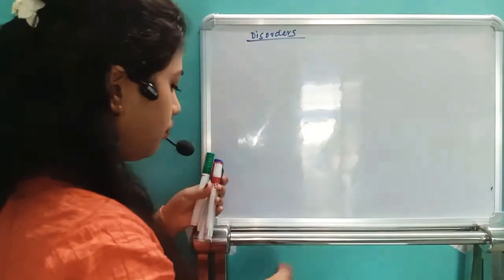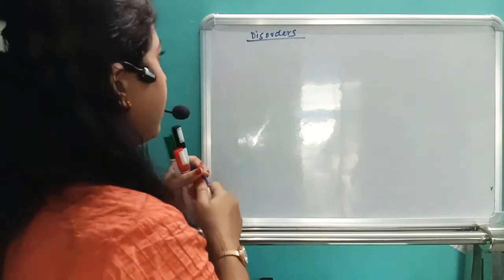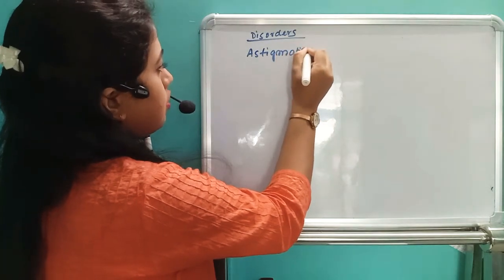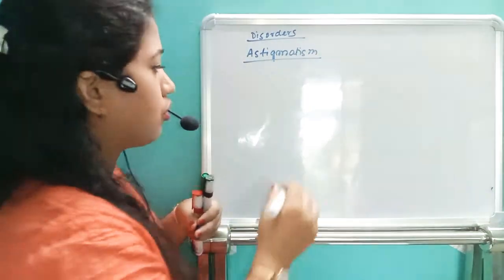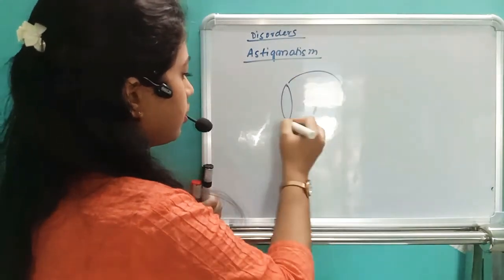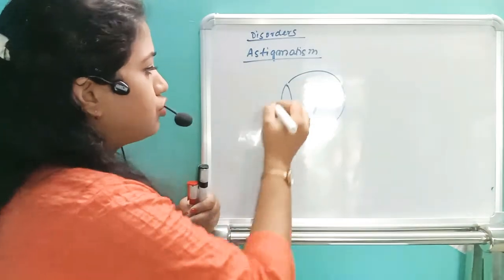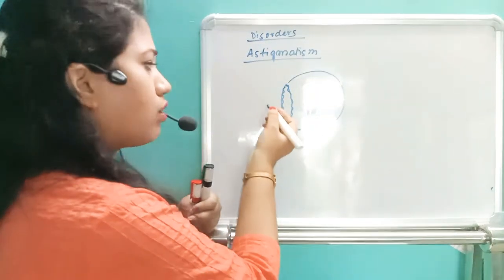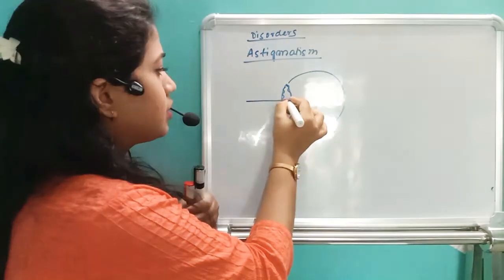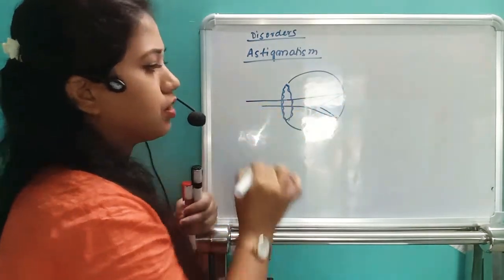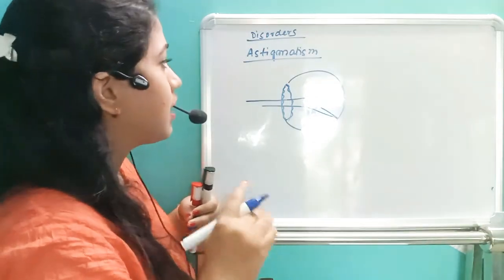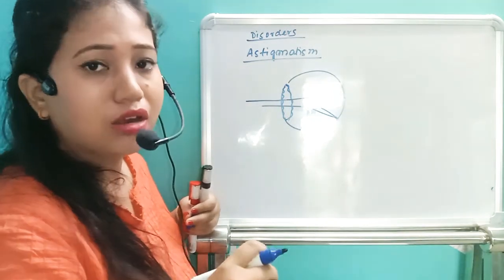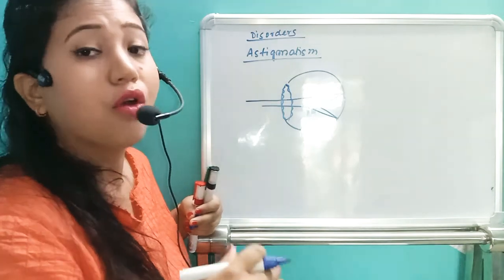The third disease is astigmatism. So what happens in this kind of condition? Suppose this is the eyeball. Due to the irregular curvature of the lens, or it might be the cornea also, the light will focus, but in different parts. That's why in this disease, both the near images as well as the distant images will be blurred.